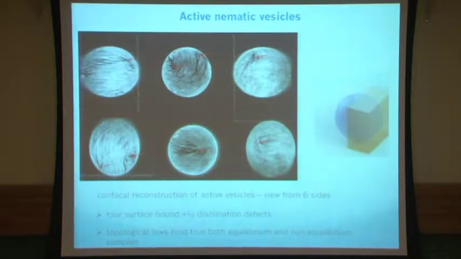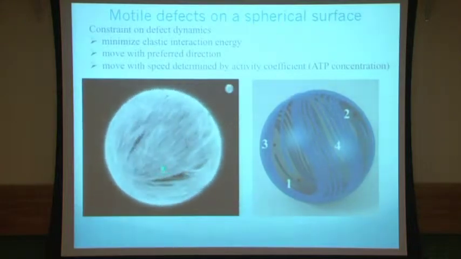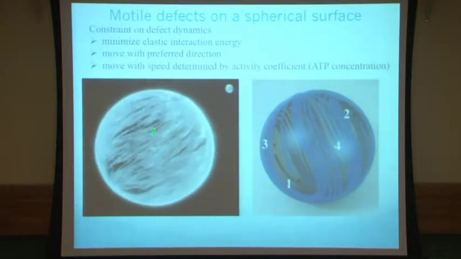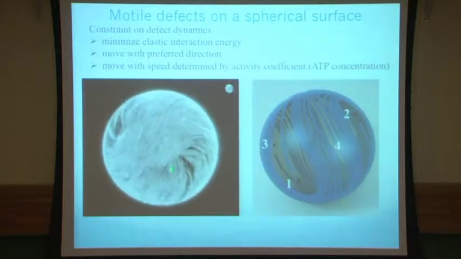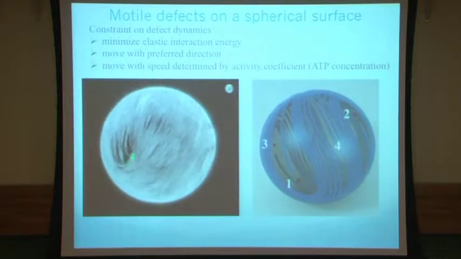And these defects have an infinite lifetime, right? Because there's no -1/2 defects to annihilate. And so they're just moving around, confined to eternal existence on this spherical surface. And so the interesting thing is, again, these defects are motile, right? And so they're being propelled on the surface, and you can see how they move on the surface.